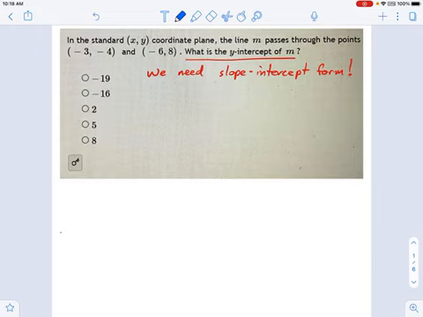Now, what you need is an equation that talks about slope and the y-intercept together. That's called the slope-intercept form. You may remember this. It looks like the following. Y equals mx plus b. This describes any line that you have in an xy coordinate plane. We just need to know what m and b are.